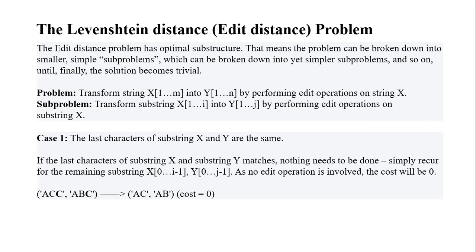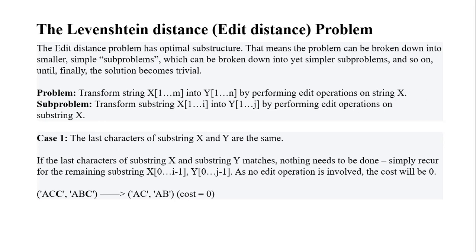The edit distance problem has optimal substructure. That means the problem can be broken down into smaller simple subproblems, which can be broken down into yet simpler subproblems and so on, until the solution becomes trivial.